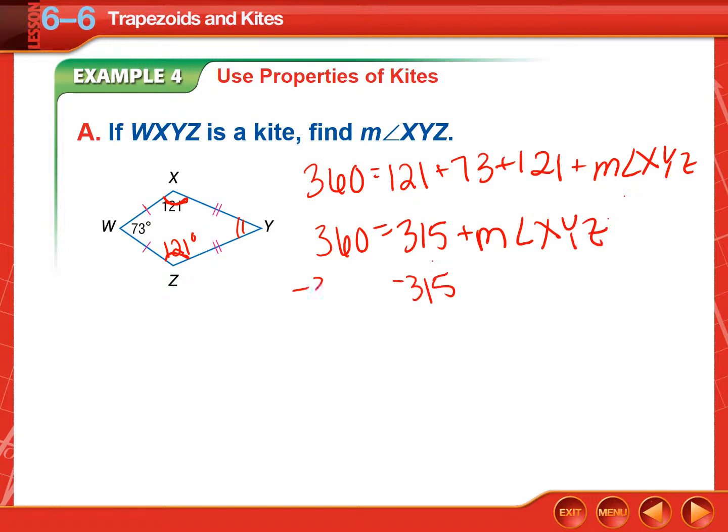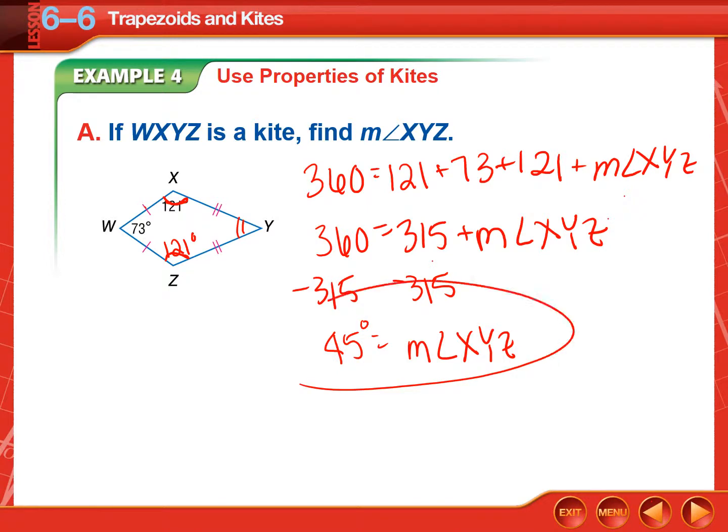Subtracting 315, we get that 45 is equal to the measure of angle XYZ. And that would be my answer.